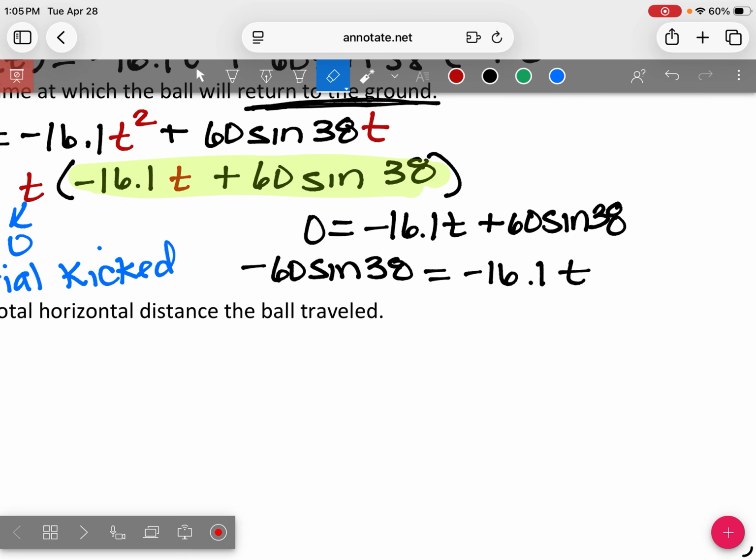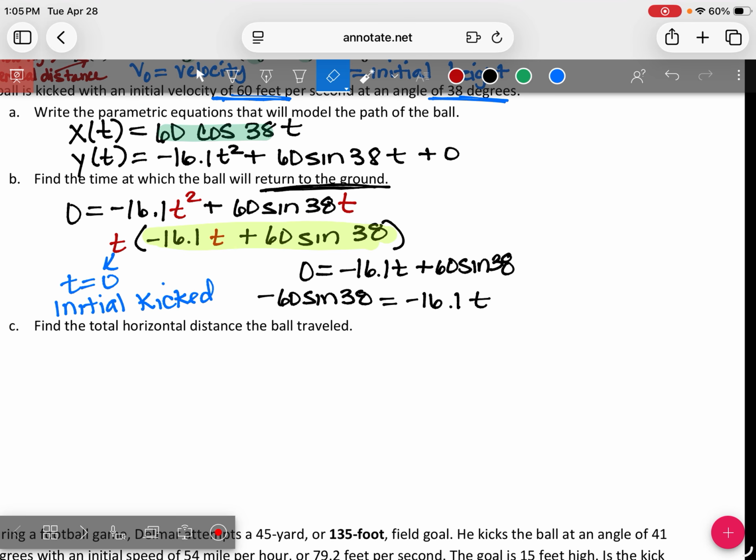equals negative 16.1 t. And then when I divide, what am I dividing both sides by to solve for t? Good. So t is negative 60 sine 38 divided by negative 16.1. So it's on the ball at t equals 0. It's on the ground. The height is 0 when it's on the ground. The height is 0 when it lands.